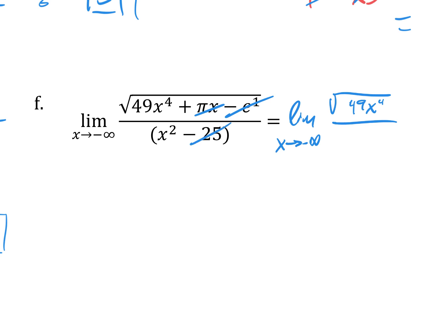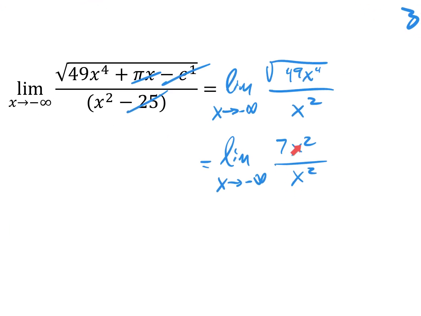On the bottom, the 25 is not really going to matter. So we just have x squared, okay? And now if we clean that up, square root of 49 is 7. Square root of x to the fourth is x squared.